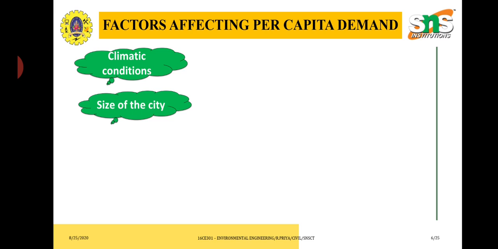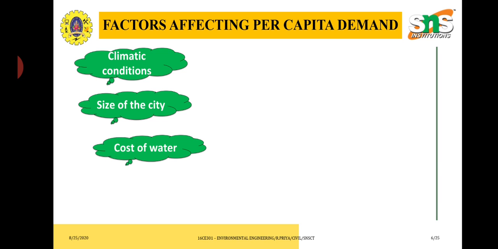And next, coming to the size of the city. In huge cities, in metropolitan cities, the water demand is really very high. There the living standards vary, so we are consuming a large amount of water. For the sewage system we are taking a large amount of water. The people are using the flushing system. These things make the per capita demand very high.